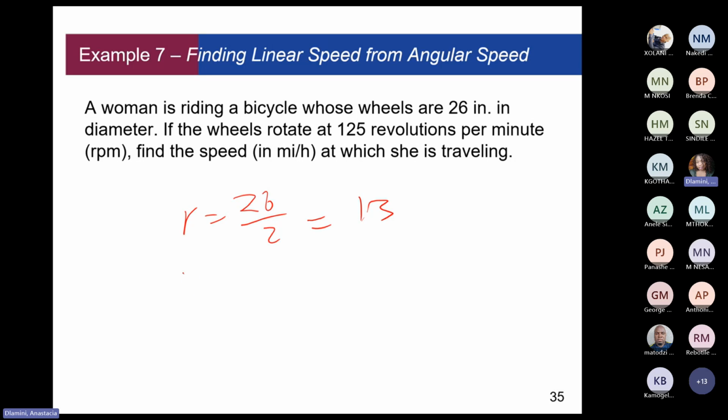Since we are looking for the linear speed, and here we do have the angular speed, what do we do? Just multiply the radius with the angular speed. Ma'am, I'm confused. Why are we dividing by 2? It's because they say it's a diameter. Okay, thank you. Yes, it's a diameter. That's why we're dividing by 2. So what is the angular speed then?